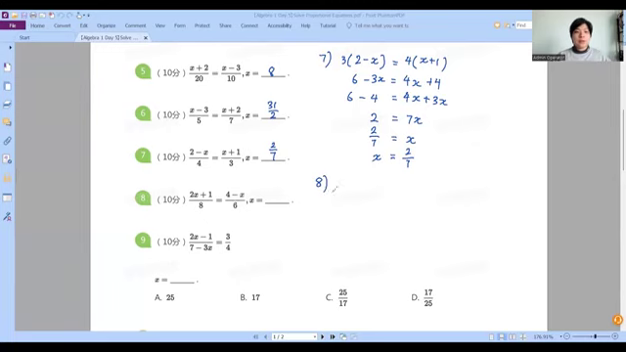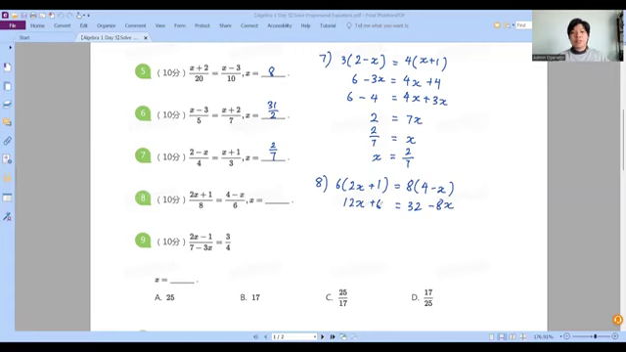Next I'm moving on to question 8 here. I have (2x plus 1) out of 8 equals (4 minus x) out of 6. Again, we cross multiply. 6 times (2x plus 1), and that's equal to 8 times (4 minus x). 6 times (2x plus 1), let's start with 6 times 2x, that's 12x. 6 times 1 is 6. Next we have 8 times 4, which is 32. 8 times minus x is minus 8x.